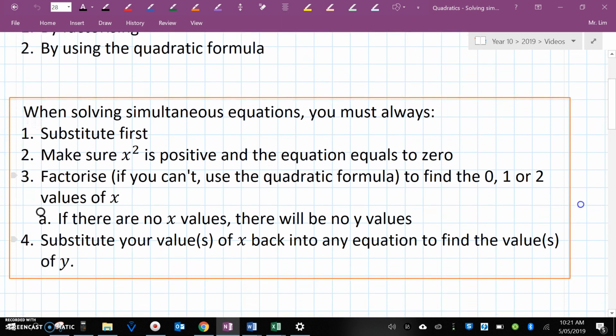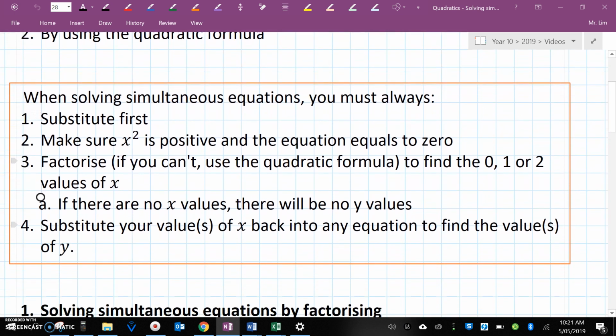Now, when solving simultaneous equations, you must always substitute first. Then make sure x squared is positive and the equation equals 0, like solving a normal equation. Factorize, if you can't, use the quadratic formula to find the 0, 1, or 2 values of x. If there are no values of x, there'll be no y values.